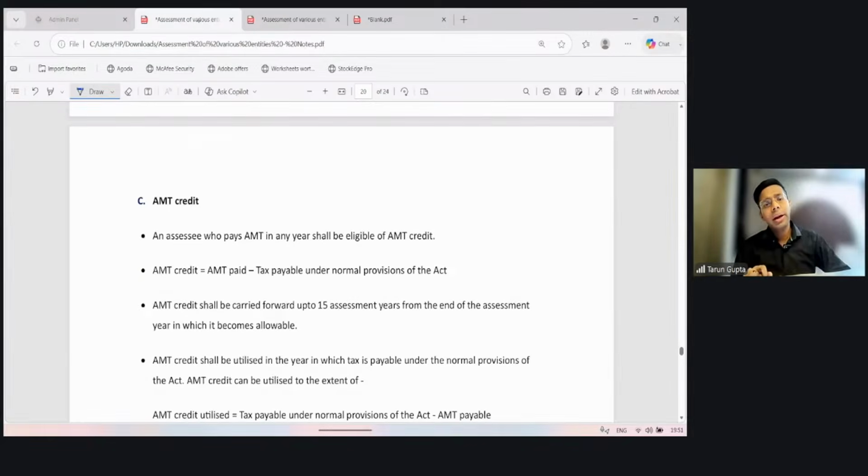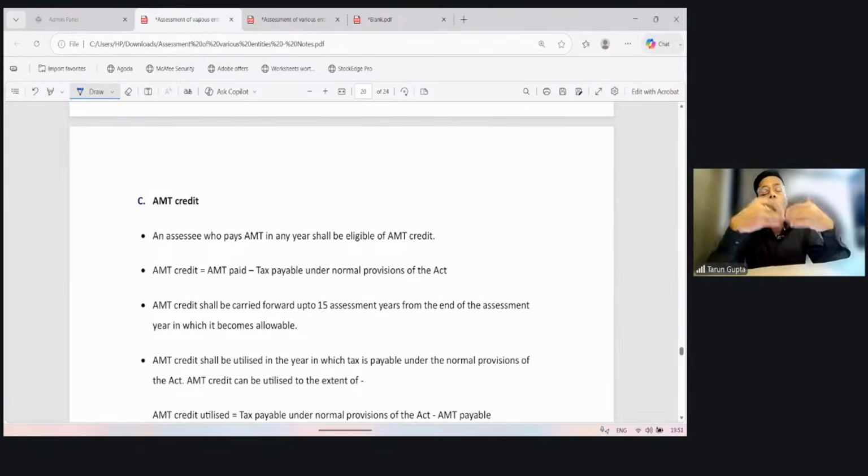So similar to MAT, there is AMT credit. The same computation. So what is AMT credit? AMT paid in excess of normal tax. The excess is the credit which is allowed for 15 years. And this excess can be adjusted against the normal tax up to the amount of AMT. The only difference is that this AMT credit can be adjusted even in the year in which the assessee is not required to pay AMT or is not required to compute AMT on account of its adjusted total income being less than or up to rupees 20 lakh.